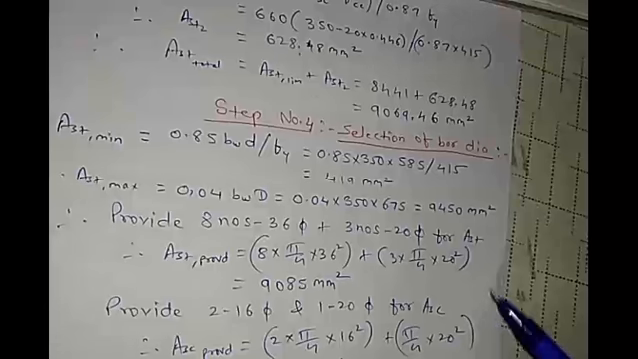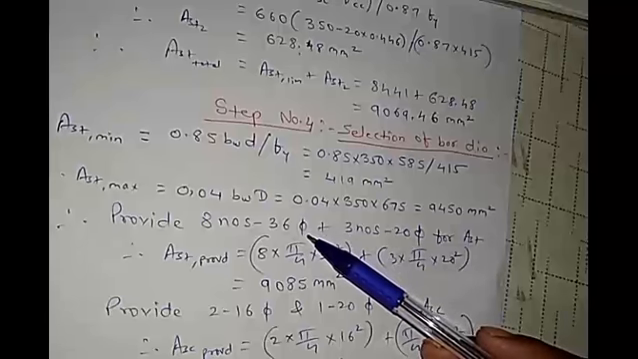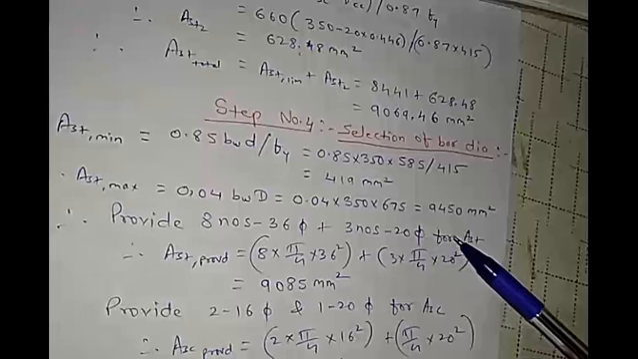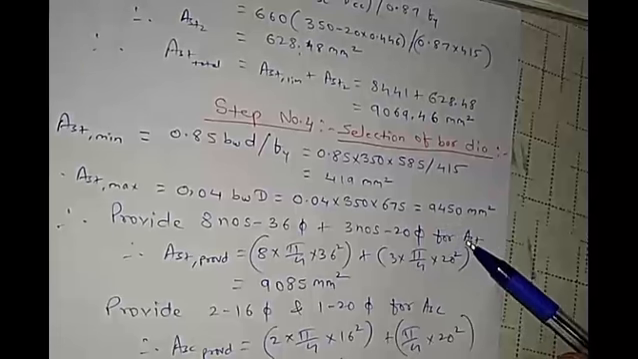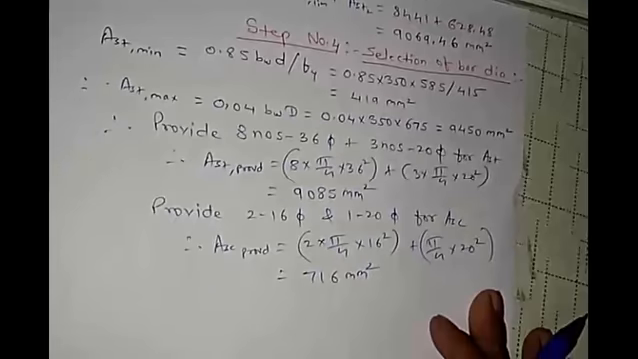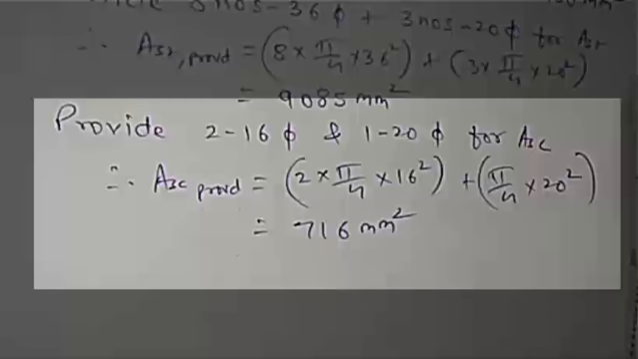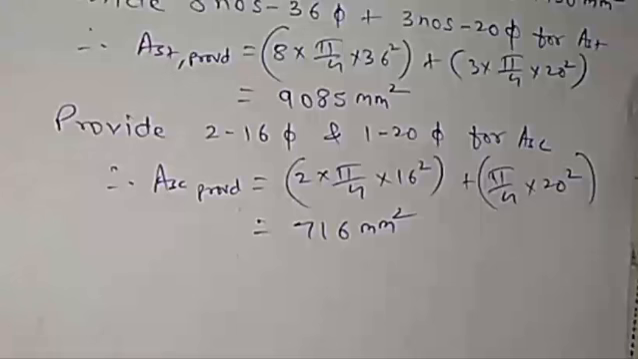So when we talk about this one, 8 numbers 36 mm diameter and 3 numbers 25 mm, they are going to be around 3 in a 3 row. At the last, you may go to check xu as well as Mu if you wish to. So this is how you can design a flanged beam. In the next video, we can go for how to calculate the stirrups.